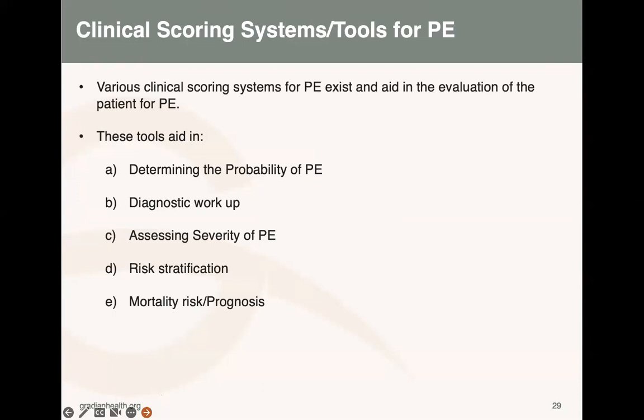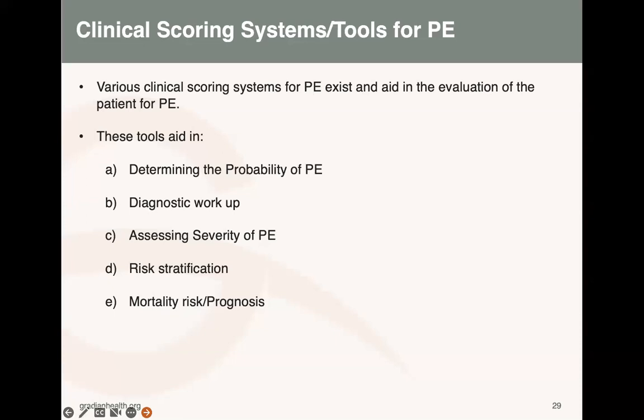So here we'll look at the various scoring systems. The scoring systems help determine the probability of a PE. Once we see a patient, what guides us to think this is a patient with a pulmonary embolism? These tools also aid us in the diagnostic workup, like, okay, what should we do to diagnose the PE? And these tools also offer an assessment of the severity of the pulmonary embolism.